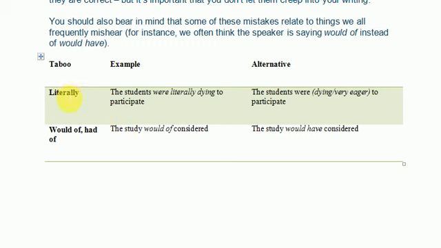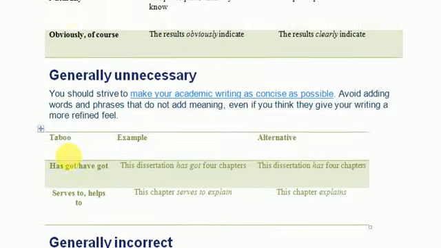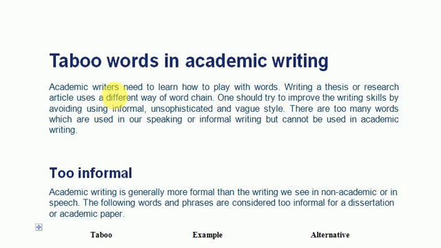Exactly, for example, the word literally is massively used in our informal writing or in our speaking, in our oral communications, but it is not liked in formal writing. And the same for would of, had of, etc. All these words are massively used in informal writing or speaking, but are not liked in formal writing. So these were some words which I explained to you, showing how you can avoid the taboo words which are useless and not liked in the research community.